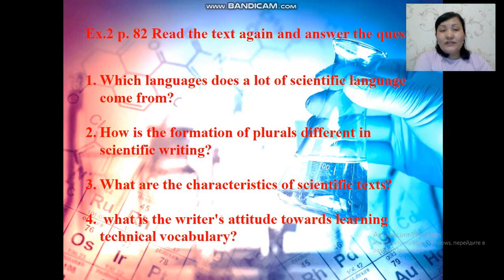Which languages does a lot of scientific language come from? It is the first question. The second question, how is the formation of plurals different in scientific writing? The third one, what are the characteristics of scientific texts? And the last is, what is the writer's attitude towards learning technical vocabulary? Now I'll give you some minutes. Now let's look at the possible answers.